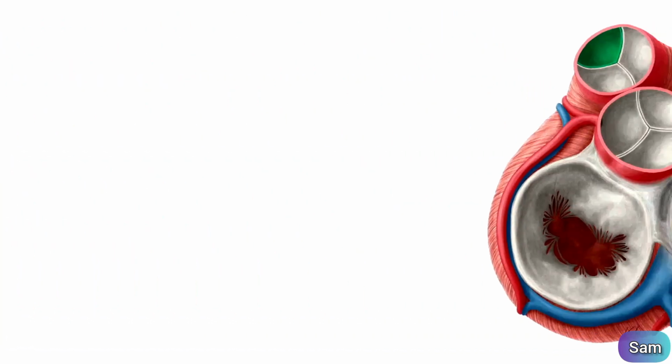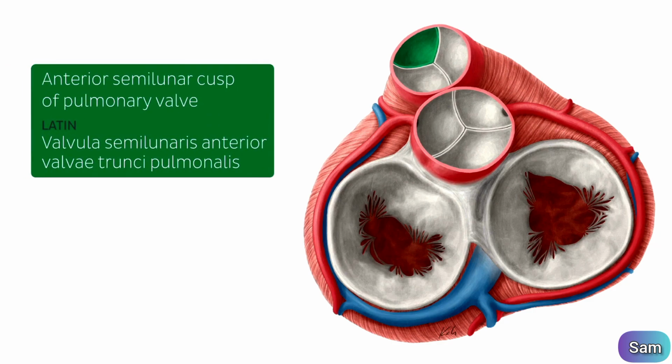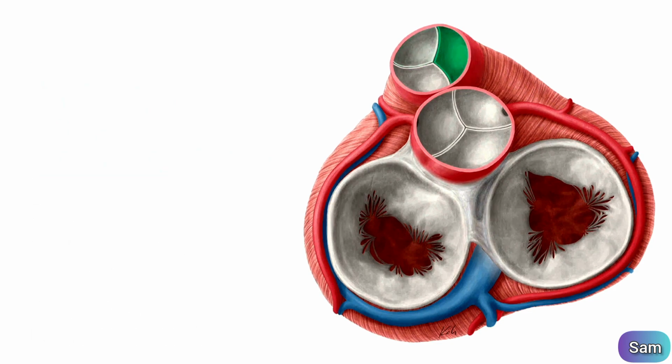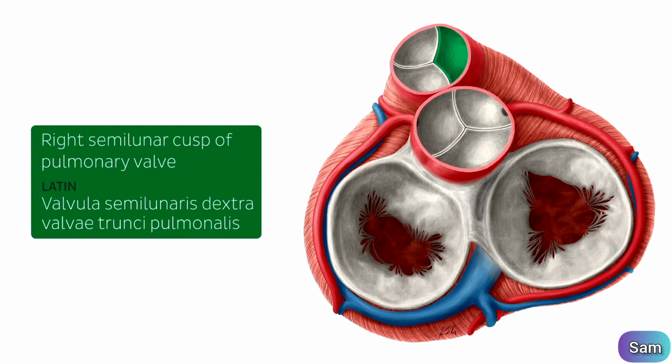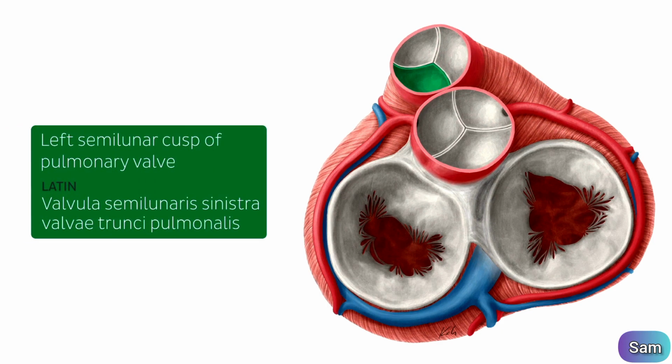Let's have a closer look at the different cusps of the pulmonary valve. We're now looking at the anterior semilunar cusp of the pulmonary valve. Together with the other two cusps of the pulmonary valve, this one will be functioning to seal the heart valve when closed and prevent backflow of blood. Next highlighted here, you see the right semilunar cusp. The right semilunar cusp of the pulmonary valve is located on the right portion of the pulmonary valve. You also have a left semilunar cusp, which is located on the equivalent left side.